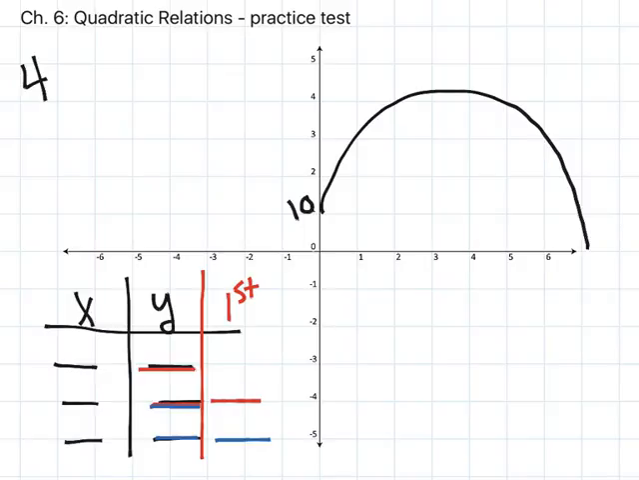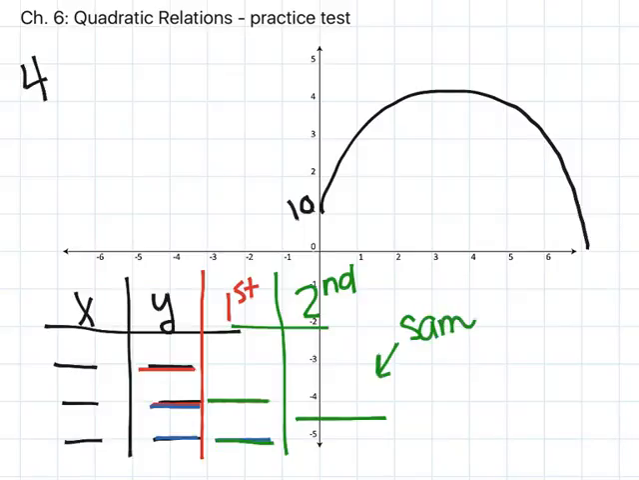And then you can go on and find your second differences, which would be this one minus this one to give you your second difference, and so on. Because it's a parabola, your second differences should all be the same, because that's a sign that it's a quadratic function.